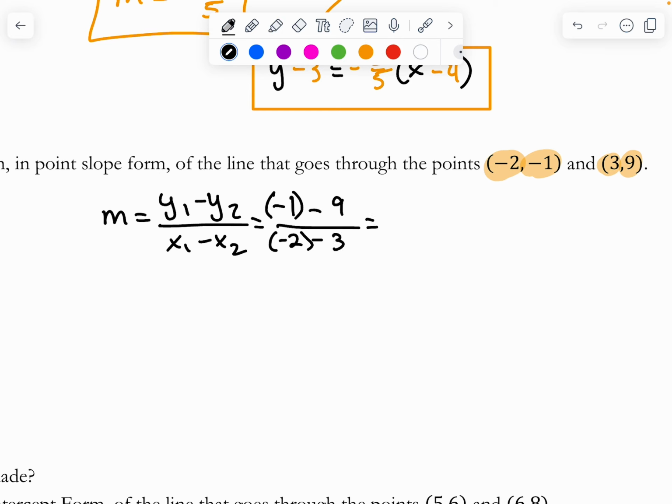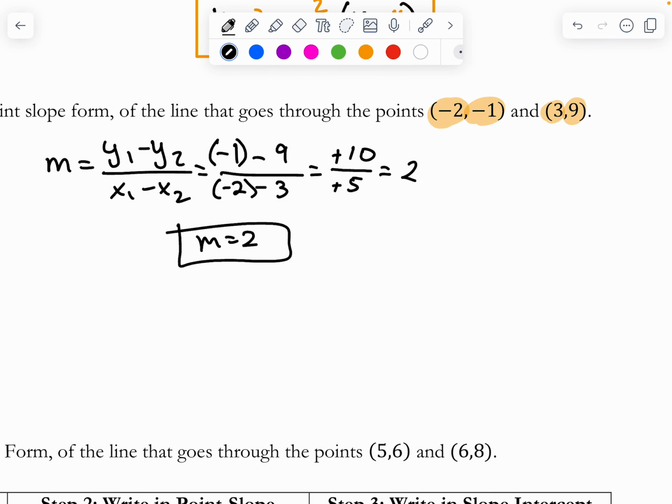Negative 1 minus 9, that's negative 10 last time I checked. Negative 2 minus 3, well, that's negative 5. Negative over a negative equals a positive, right? A negative divided by a negative equals a positive. So this will just go ahead and cancel out. And when I say this, I mean that negative. We just got positive 10 over 5, giving us 2. So my slope is 2. Dos. Now let's go ahead and write our equations.